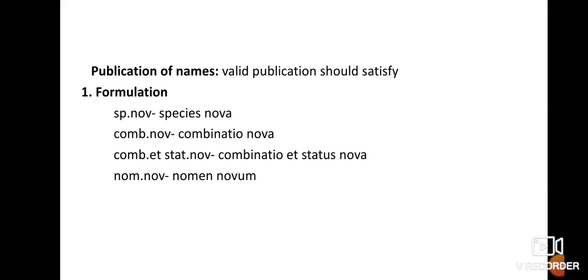So, the name of a taxon should fulfill certain requirements before its effective publication. First one, formulation. It should indicate species nova for a new species, combinatio nova for a change in the epithet of the basionym. The name of the original author should be kept in parenthesis. Nomen novum, when the original name is completely replaced.